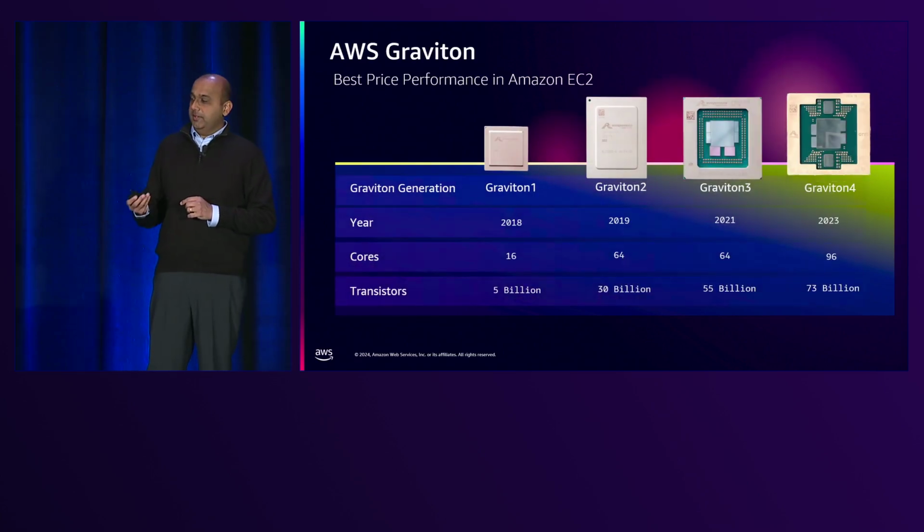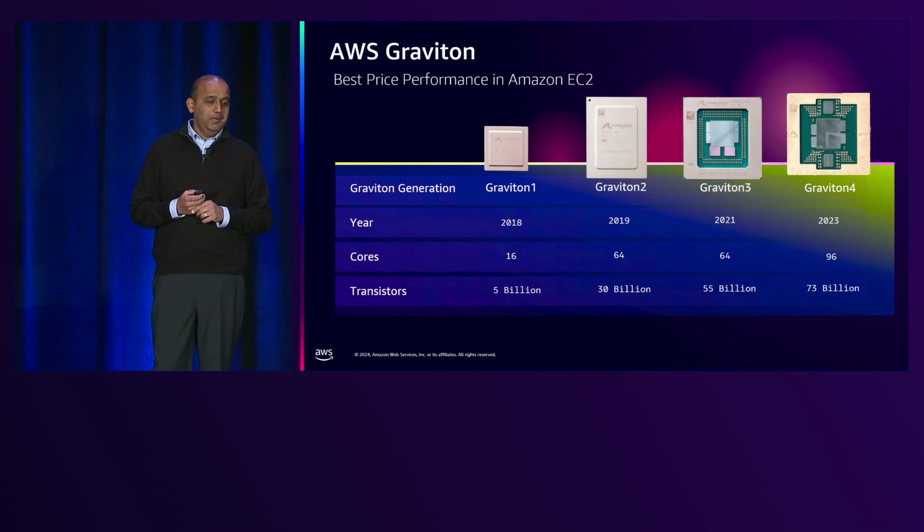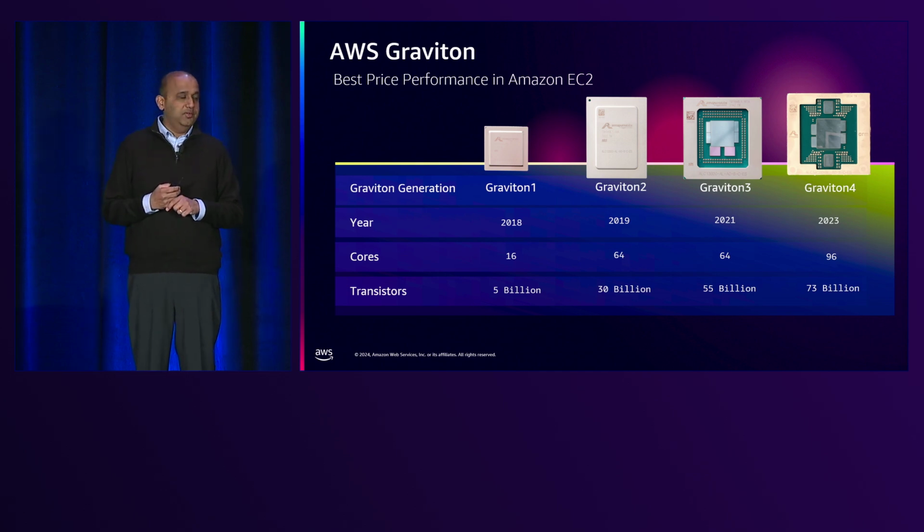Our Graviton journey started back in 2018 with the first Graviton chip that proved that applications could run on ARM-based EC2 instances. Since then, with every generation, we pushed the performance, the capabilities, and the efficiency of these chips. Today, we are in our fourth generation of Graviton 4 processors that deliver the best price performance in EC2 for a variety of workloads. And today, we have over 150 Graviton chip-powered EC2 instances available globally.